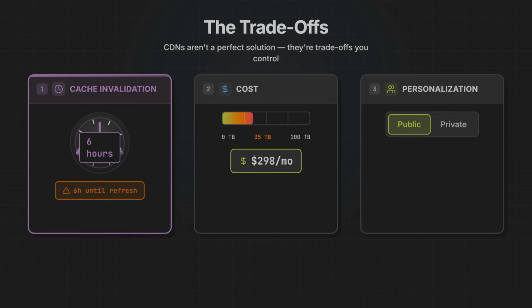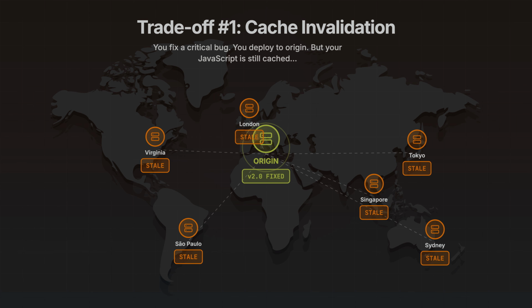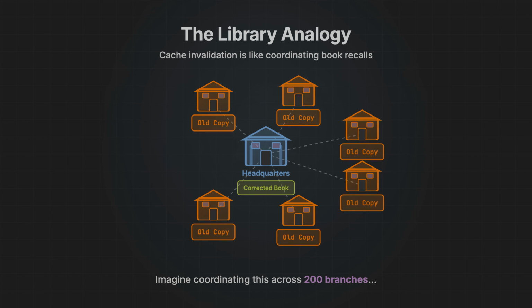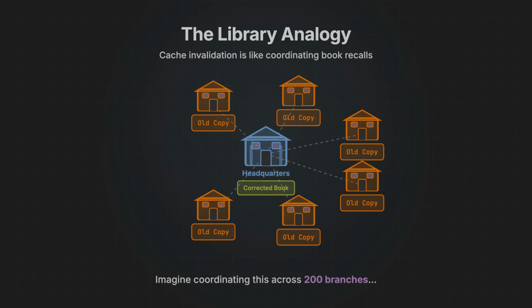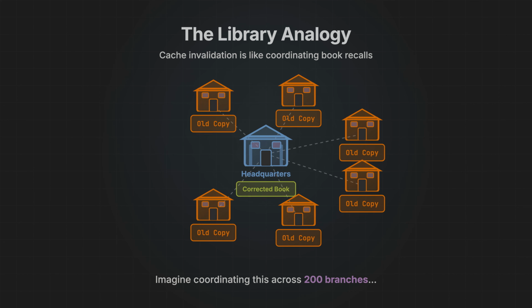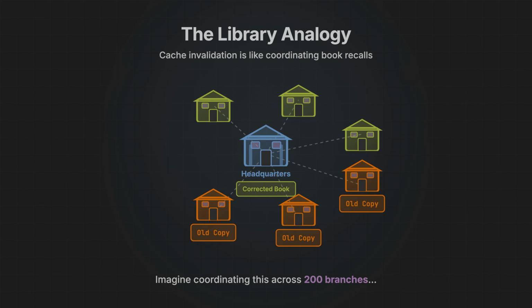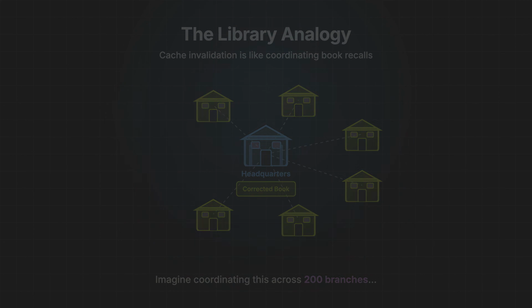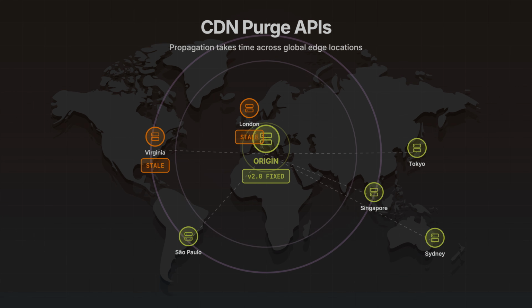Trade-off 1, cache invalidation. You fix a critical bug, you deploy to origin, but your JavaScript is cached at 200 edge locations for the next 6 hours. Now what? Think of it like running a library system with 200 branches. You find an error in a popular book and print a corrected version. Now you need every branch to pull the old copy from their shelves. Some branches are closed for the night, some already lent the book out. Coordinating that across 200 locations? That's cache invalidation. CDNs offer purge APIs, but it takes time to propagate globally.